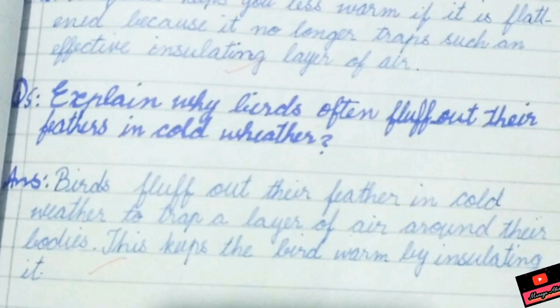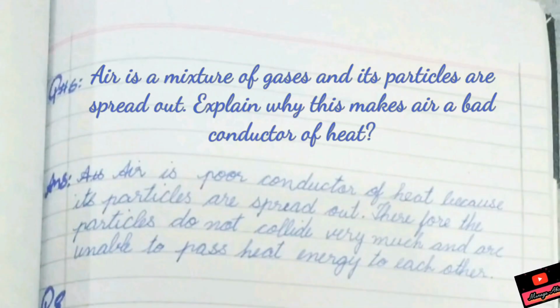Question number 5 is, explain why birds often fluff out their feathers in cold weather. Birds fluff out their feathers in cold weather to trap a layer of air around their bodies. This keeps the bird warm by insulating their body. Number 6 is, air is a mixture of gases and its particles are spread out. Explain why it makes air a bad conductor of heat. Answer is air is a poor conductor of heat because its particles are spread out. Therefore, the particles do not collide very much and are unable to pass heat energy to each other.